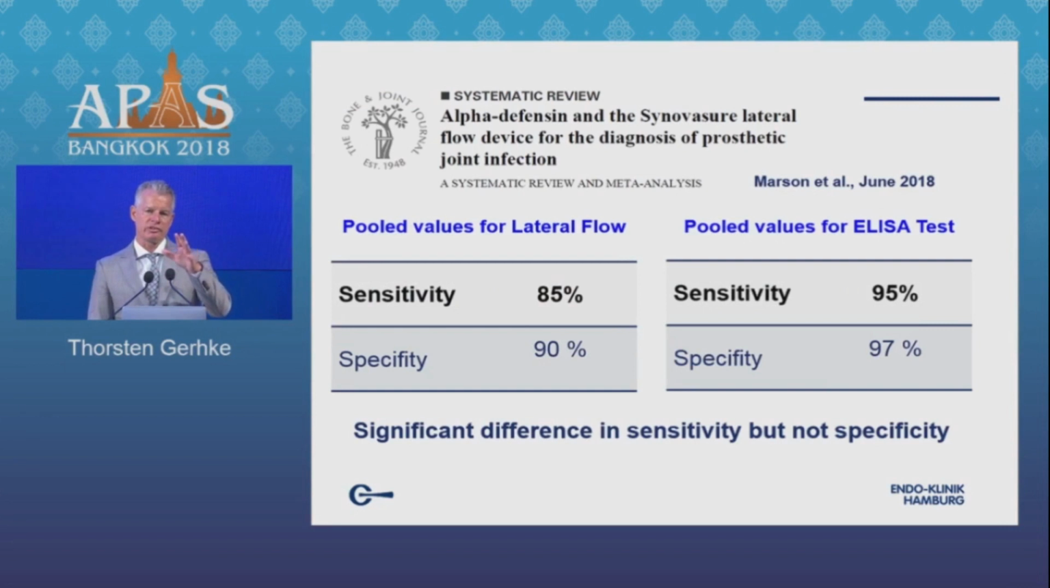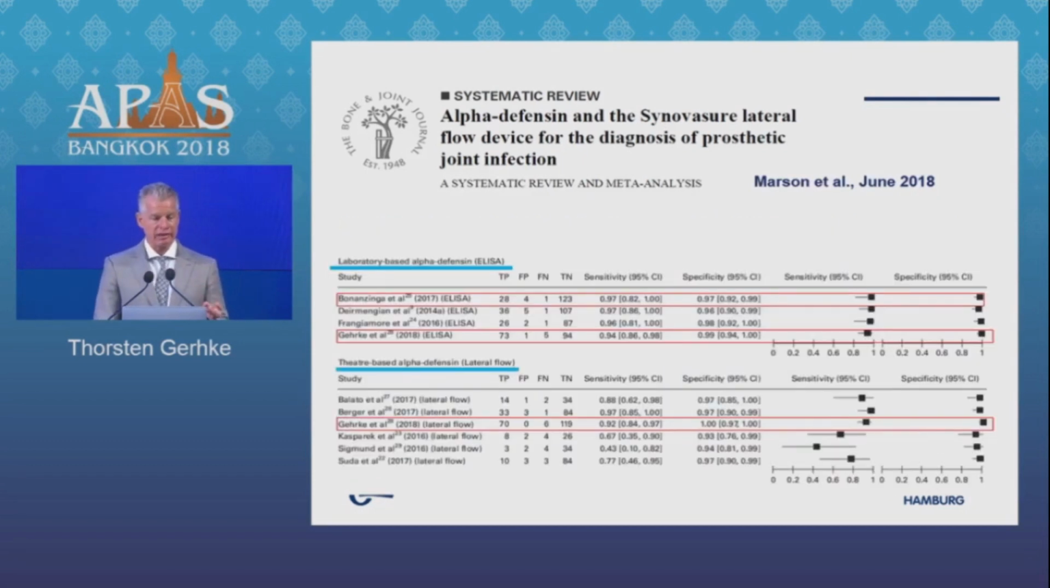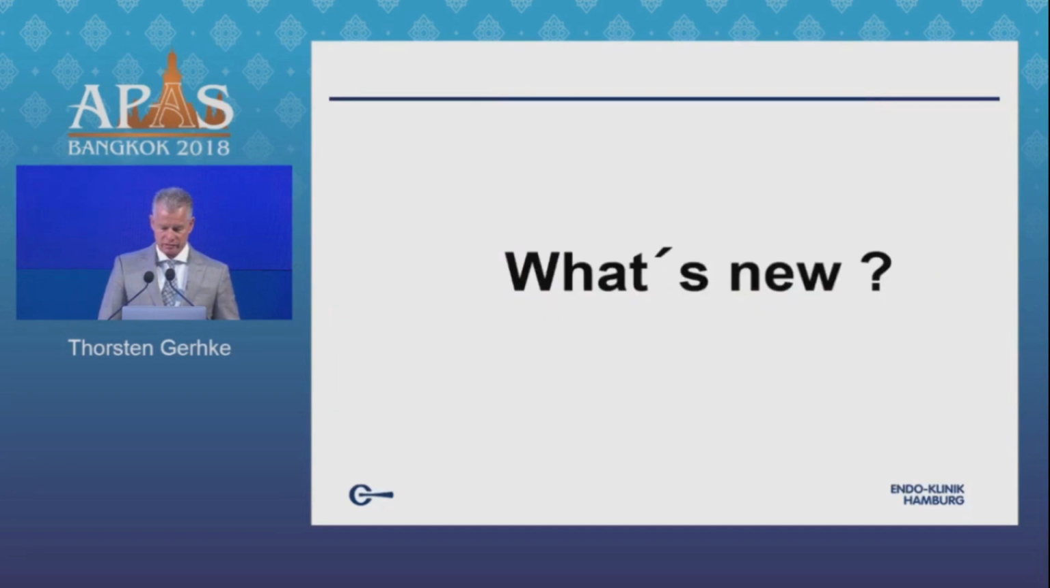A systematic review about this came out 3 months ago with quite good sensitivity for the lateral flow test, that means the stick, and much better sensitivity for the ELISA test. This is based mainly on 2 poor publications from Austria, as you can see here down, where they reported just a sensitivity of 69%, but no other study could repeat it.